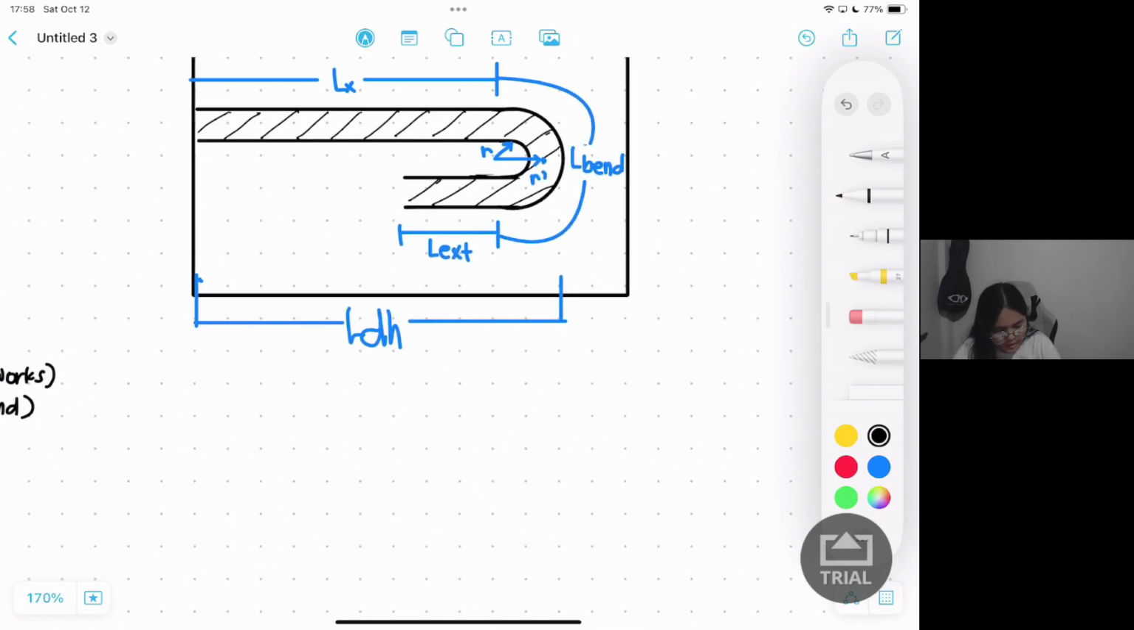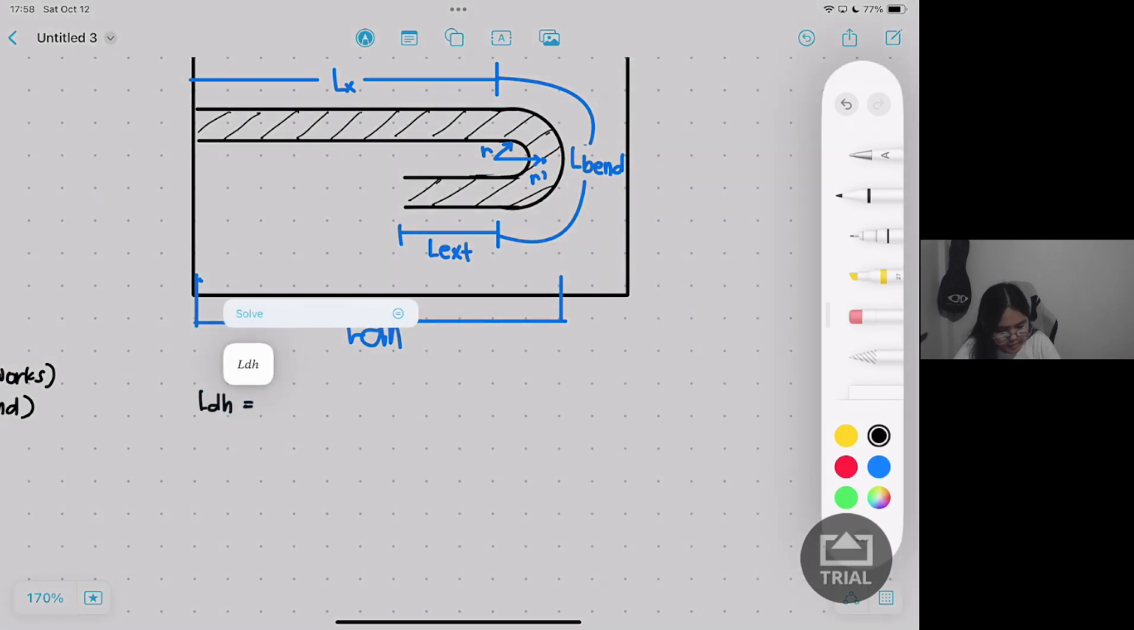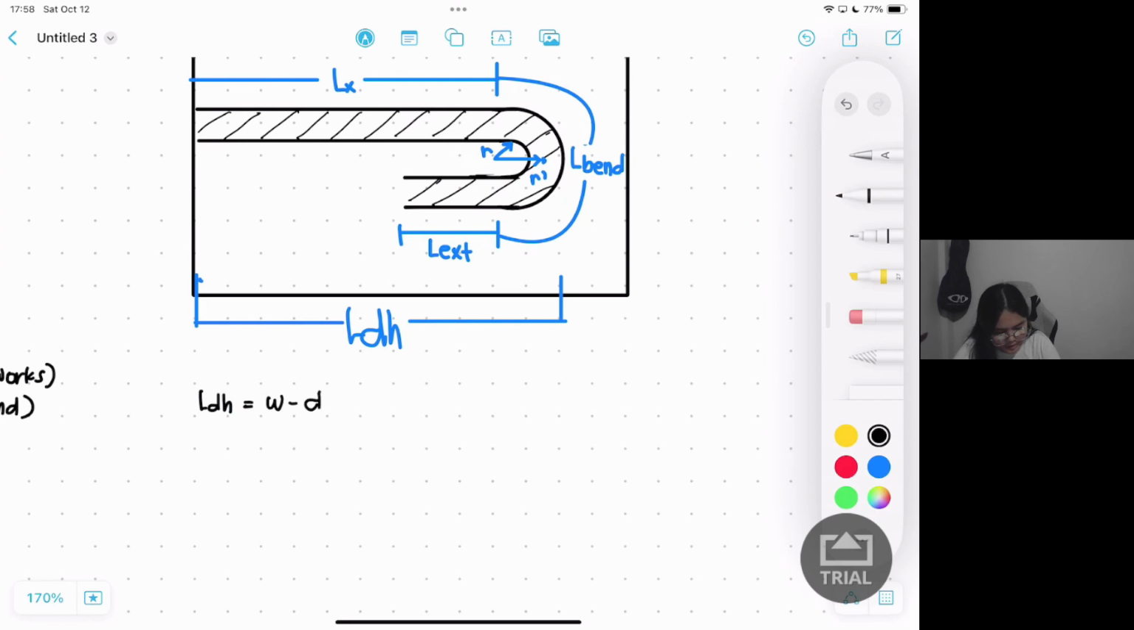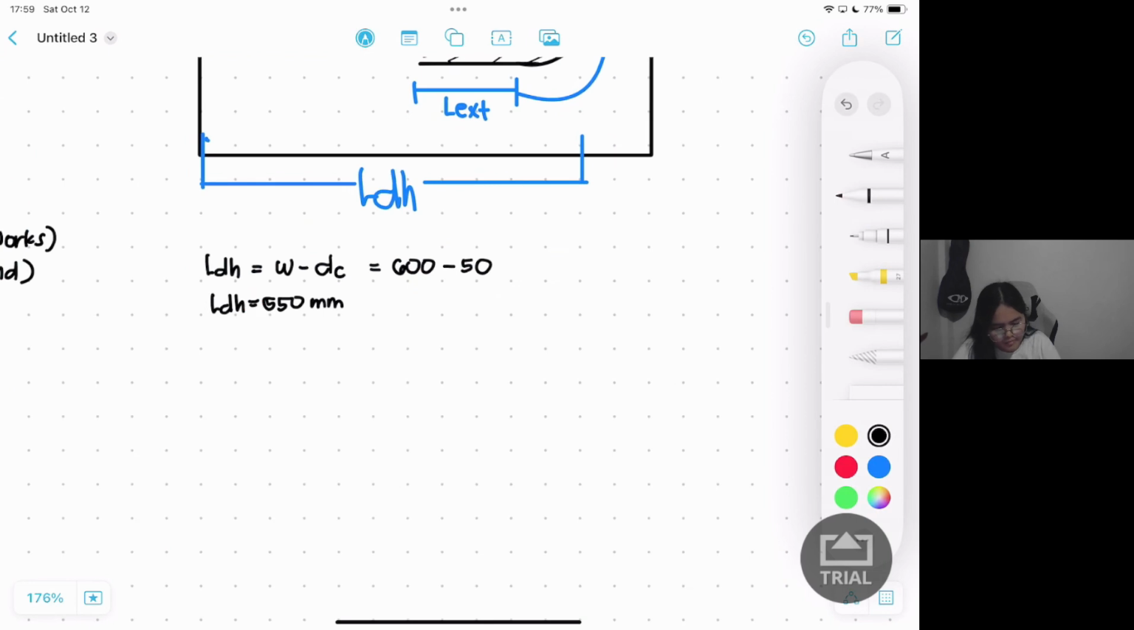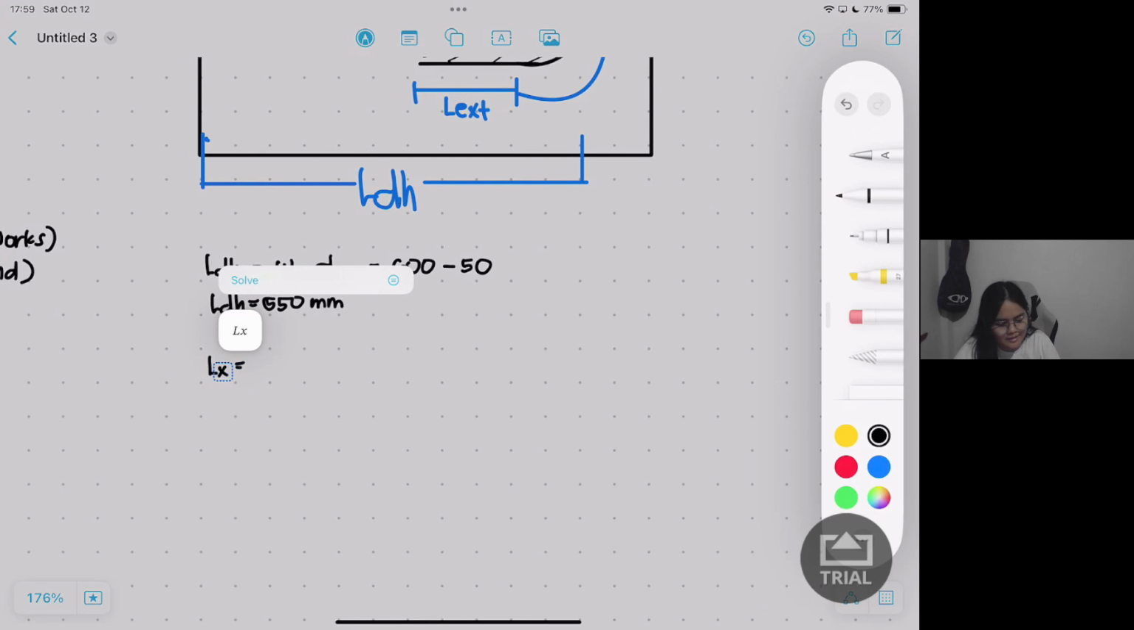Okay? So, again, first step, LDH natin with minus concrete cover. Okay? And meron tayong width na 600 and ginamit natin si 50 mm kasi meron tayong formworks. Okay? So, that is 550 mm. And then, makukuha na natin ngayon yung value ni Lx.